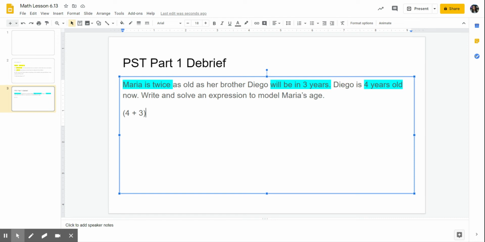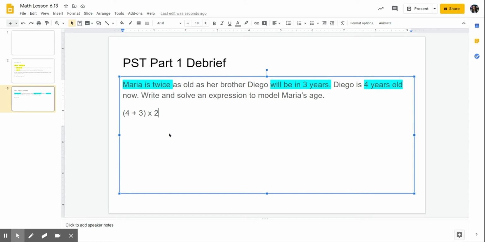Next, we need to figure out how old his sister Maria is. So we know from carefully reading the word problem that it says that Maria is going to be twice his age. Anytime we see the word twice, we know that we're multiplying by 2. So I'm going to go back to my expression and write times 2.